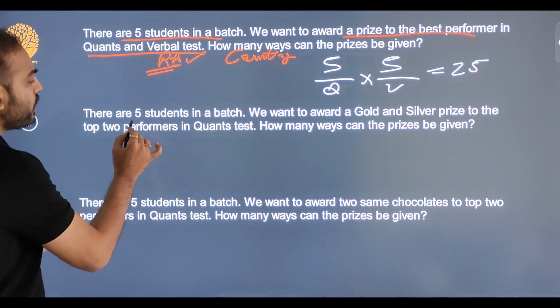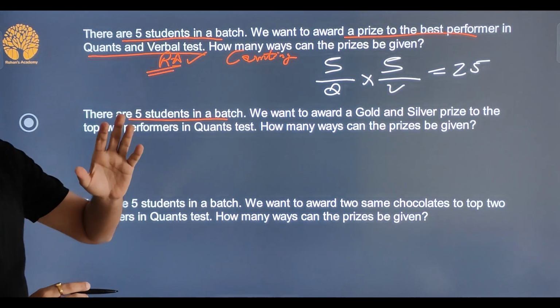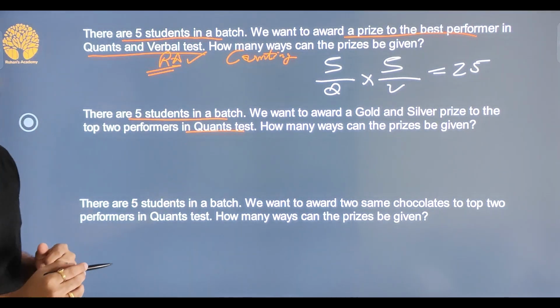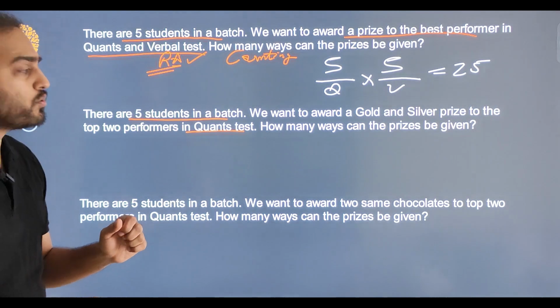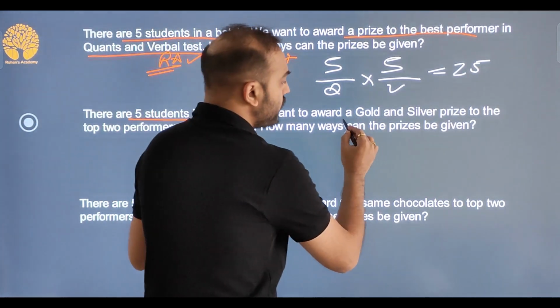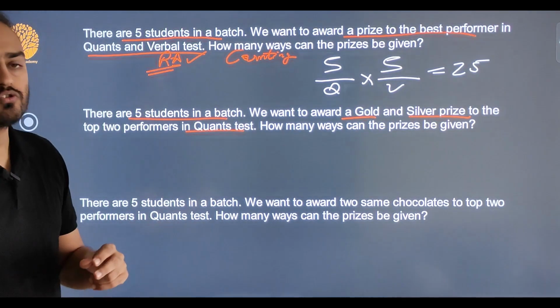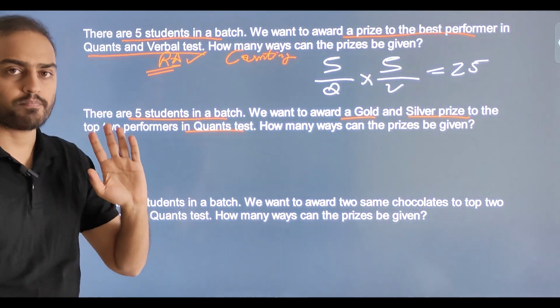Now again you have 5 students in a batch. Same 5 students, but now we are only conducting one test, quants test. Say we are conducting a permutation combination test. What are we going to do? We are going to give 2 awards. One, a gold prize to the winner, silver prize to the runner up. So the top 2 performers, in that order, will get a gold and silver prize.